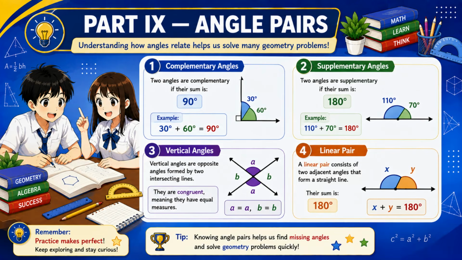There are 4 important angle relationships to remember. Complementary angles add to 90 degrees. Supplementary angles add to 180 degrees. Vertical angles are equal. A linear pair forms a straight line, so its angles add up to 180 degrees.